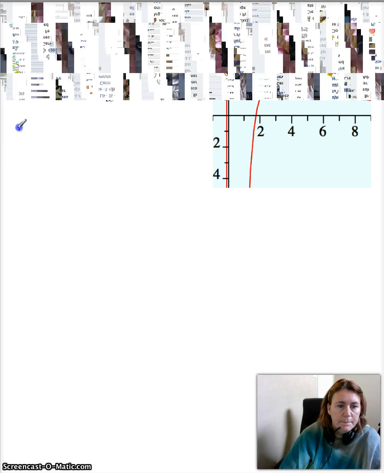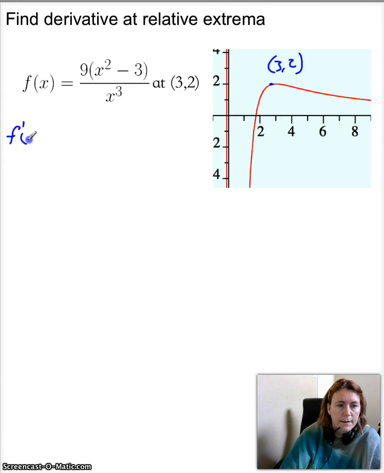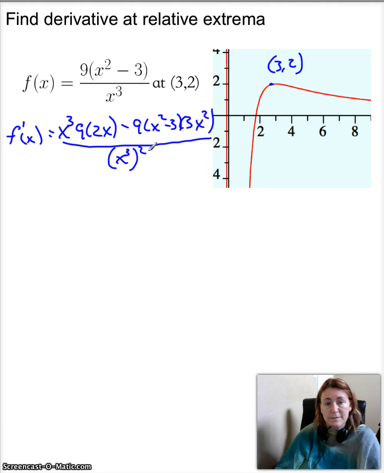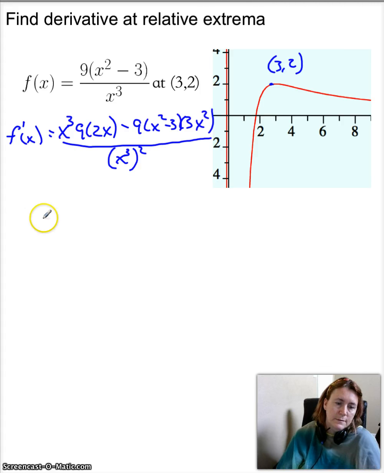So f prime of x is equal to, all right, this is a quotient, so it's x cubed times 9 times the derivative of this mess, which is 2x, minus 9 x squared minus 3 times the derivative of the denominator, which is 3x squared, divided by the denominator squared. You know what? That quotient rule never goes away. There are other ways we could have done this, but this one works pretty well.